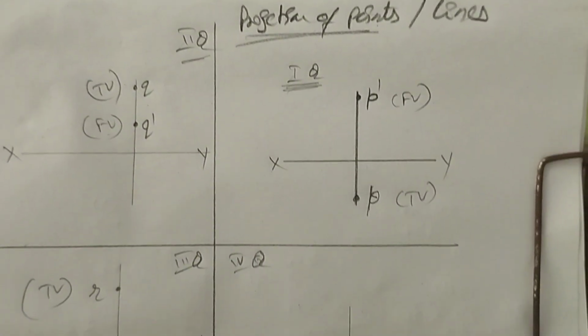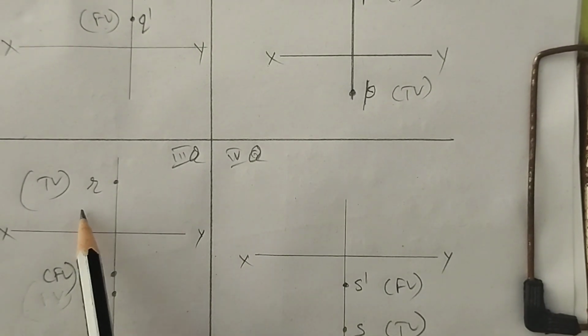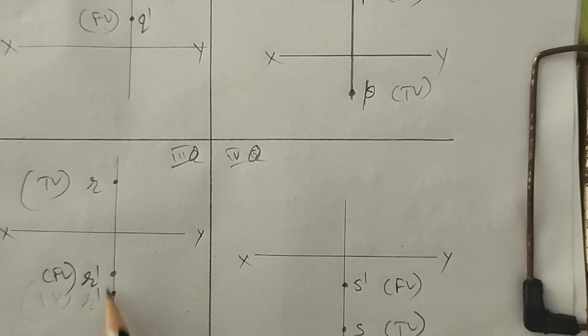Now come to the third quadrant. In the third quadrant, the front view is below the xy line, or below the reference line, and the top view is above the xy line, or above the reference line. That is the case for the third quadrant.